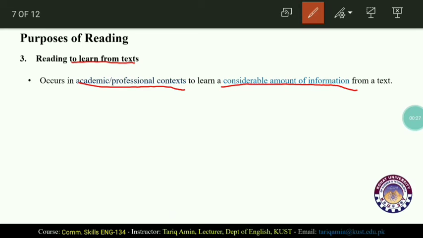For example, we are students. When we read different texts, for example, we read novels, we read different chapters, we read different dramas, we read different books. We try our level best to learn more and more from these texts. For example, if we are reading a novel, we try our level best to learn more and more from it. And if we are reading a chapter, we try our best to learn more and more from the text. So our purpose is to learn more and more from the text.